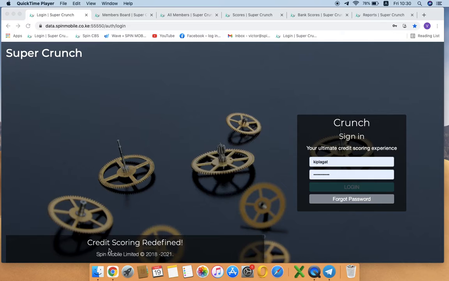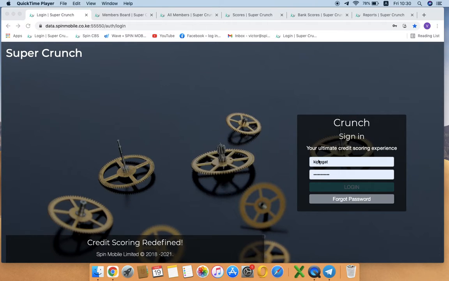SuperCrunch tool is a product owned by Spin Mobile Limited that does the automated analysis of financial statements. Typical customers would be a bank or a microfinance or any lending institution that would want to do the automated analysis of the financial statements in order to establish the creditworthiness of the borrower. So it's a web-based platform.